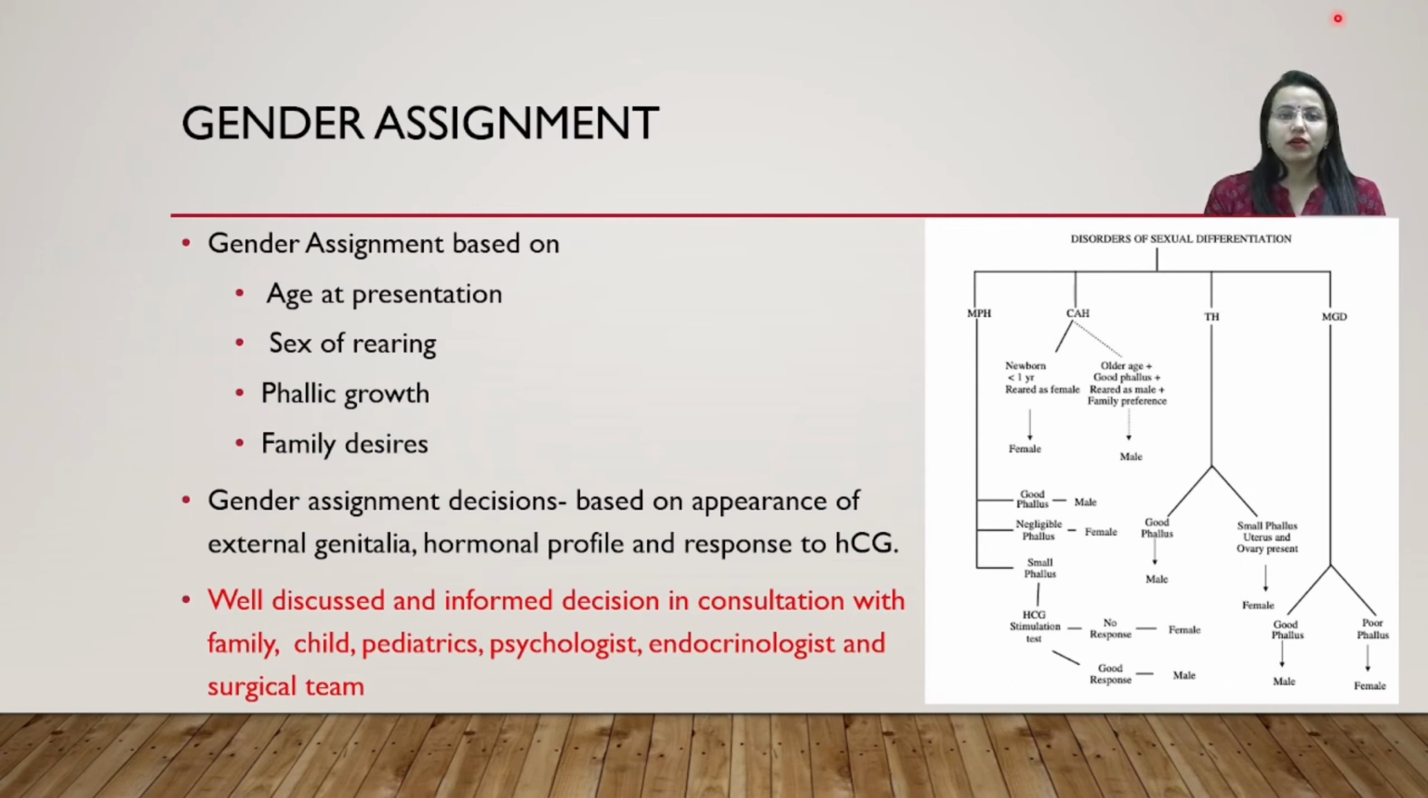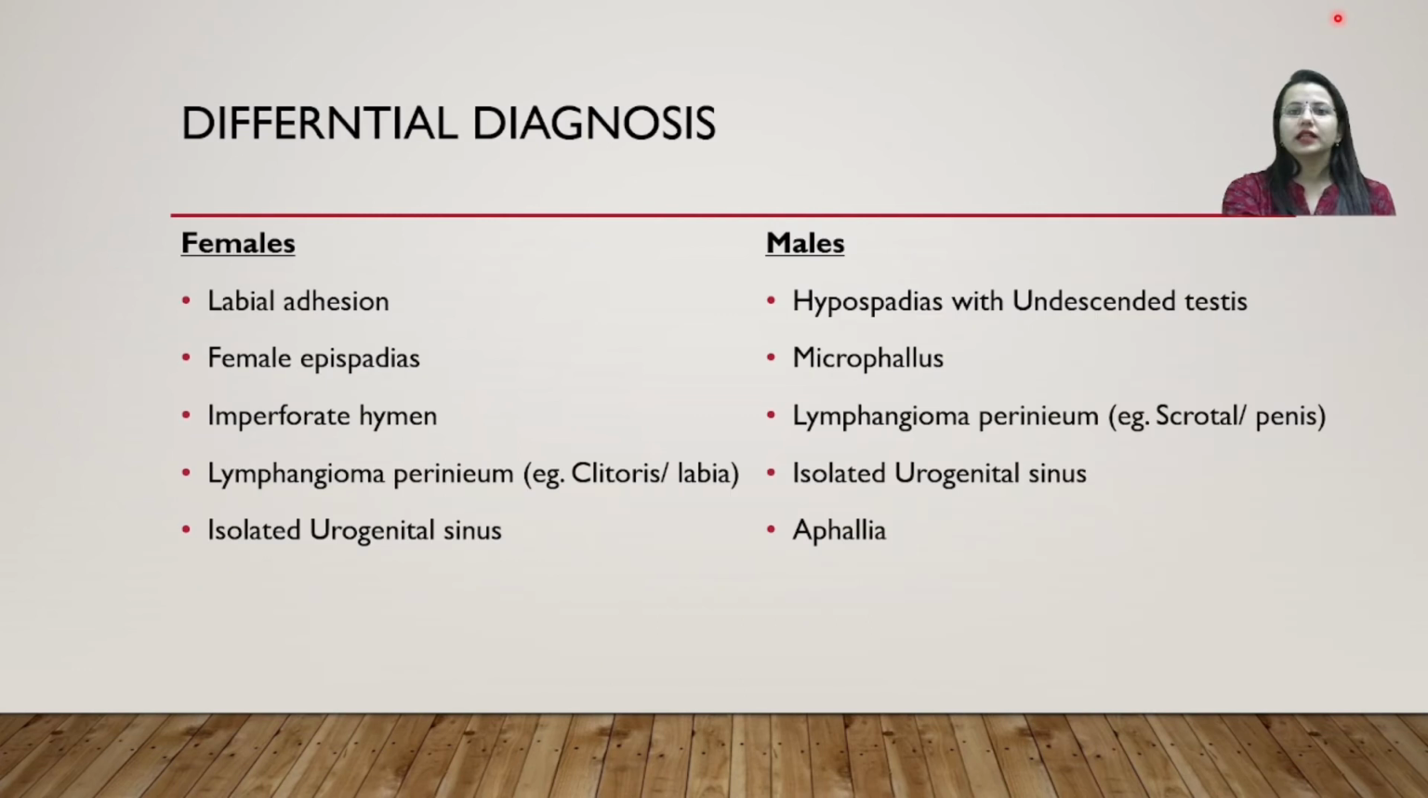So gender assessment should be a well discussed, informed decision in consultation with the family, the child, pediatrician, psychologist, endocrinologist, and the surgical team. There are various differential diagnoses, so one should be aware of them before labeling a child as a case of DSD, as DSD in itself is a big social taboo.